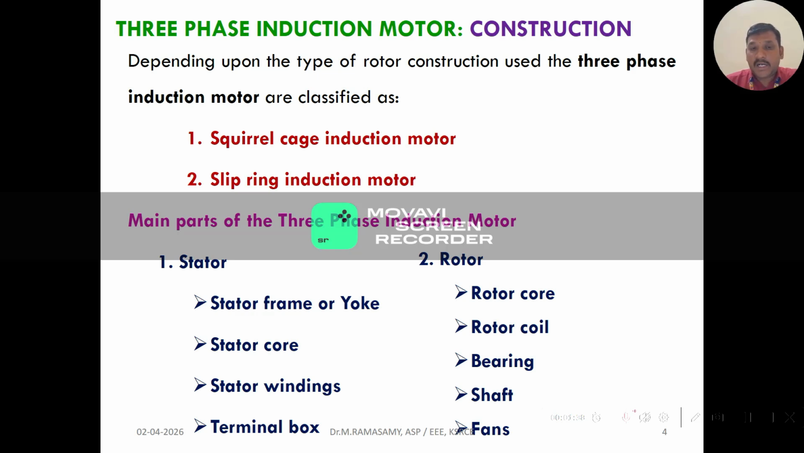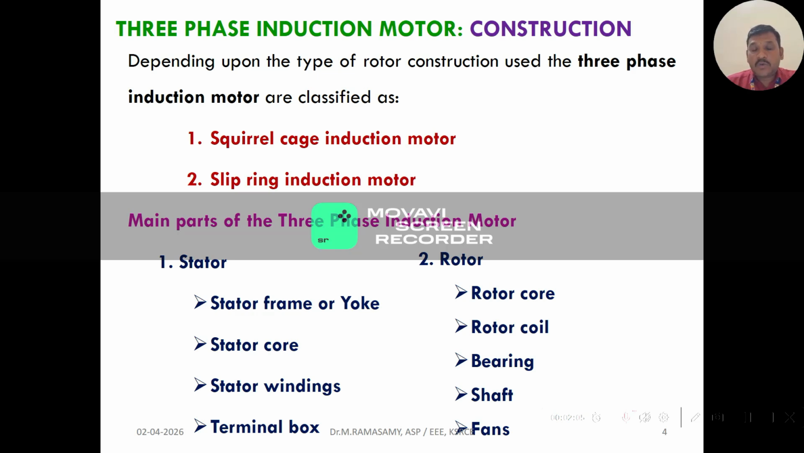So they name this induction motor an asynchronous machine because the speed of this induction motor will always be lesser than the synchronous speed. It will not be equal to the synchronous speed. So for that they named it an asynchronous machine. And next we can come to the different parts of the machine.